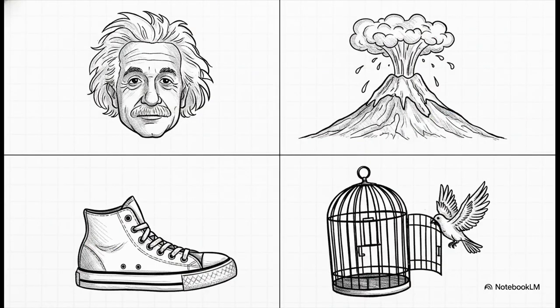Think about these distinct examples. Albert Einstein, Mount Vesuvius, a shoe, freedom. We go from a specific historical genius to a massive geological volcano, to a piece of everyday footwear, to a high-level philosophical concept. It brilliantly demonstrates the sheer and incredible versatility of what a noun can represent. If you can conceive of it, a noun can name it. For writers, grasping this vast spectrum is what allows for true precision in describing the entire human experience.